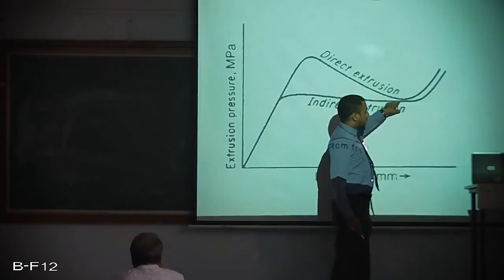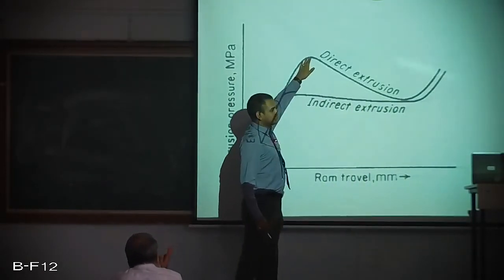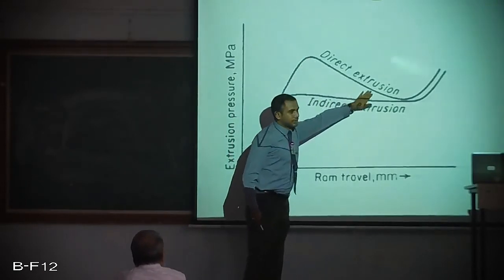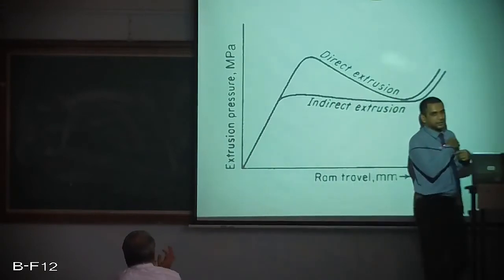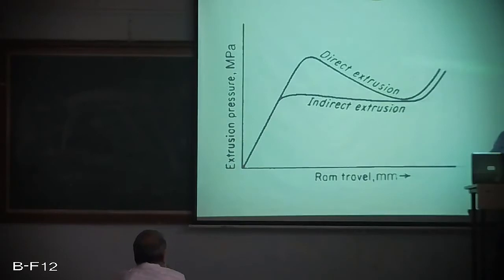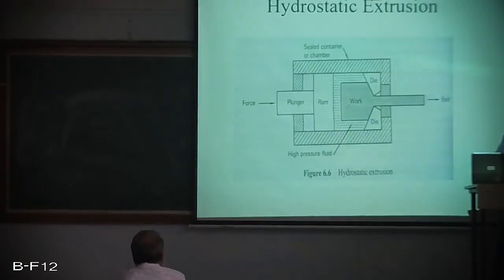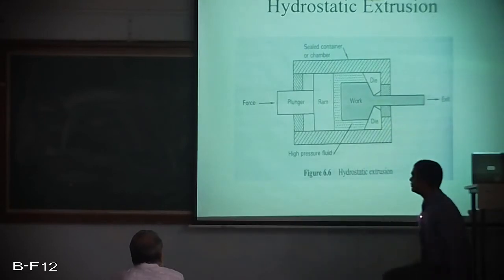Okay, so you can see over here there is a sudden rise in pressure for direct extrusion and a gradual decrease in pressure, whereas in the case of indirect extrusion, you can maintain a constant pressure throughout the process. So that is the advantage of indirect extrusion over direct extrusion.